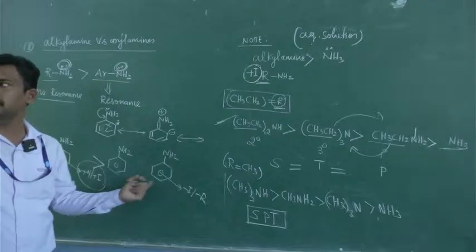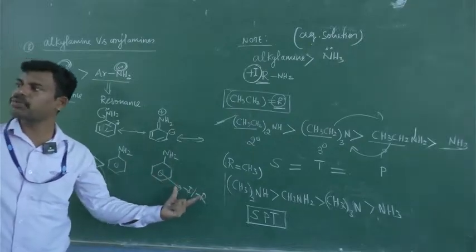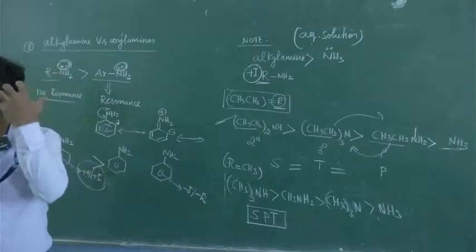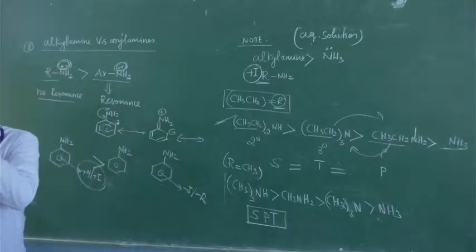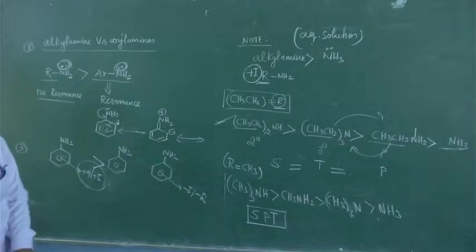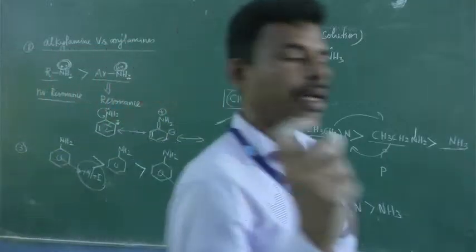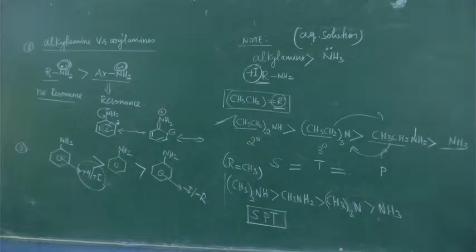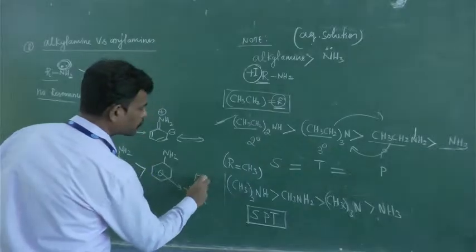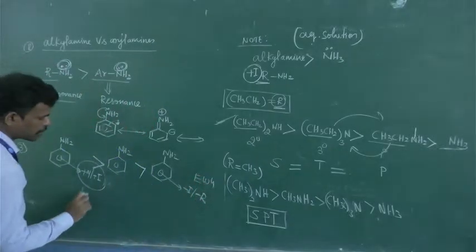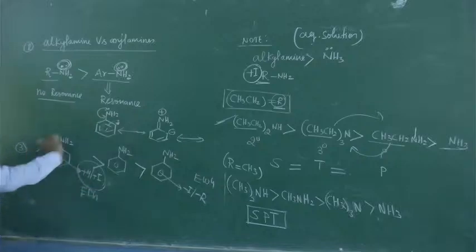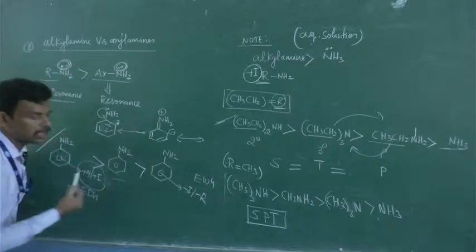Is it clear? Next, when compared to simple amine, having an electron withdrawing group will pull the lone pair in this direction, so the availability decreases. So if there is an electron donating group, basicity is directly proportional to plus I, plus M, and inversely proportional to minus. So if there is an electron withdrawing group, basicity is going to be less. If there is an electron donating group, basicity is going to be more, when comparing with simple amines. Is it clear?